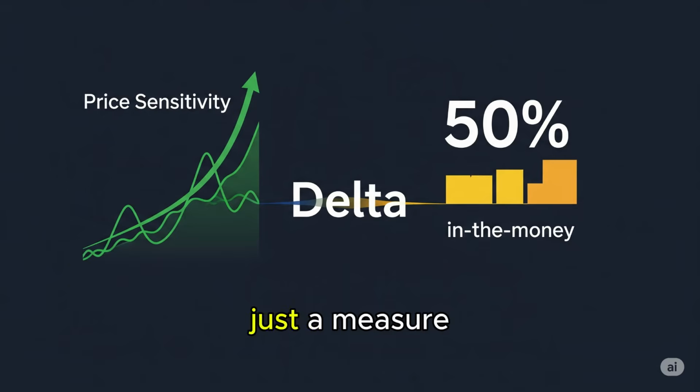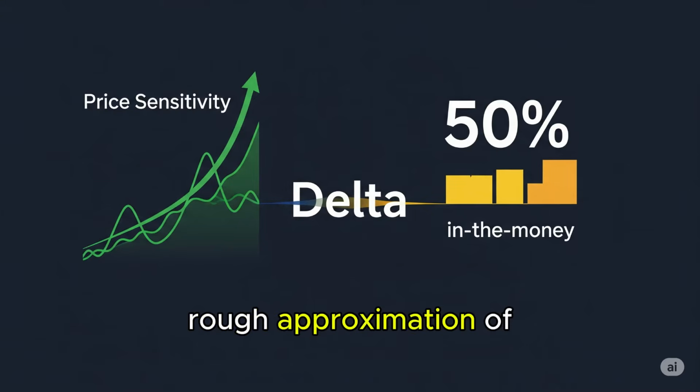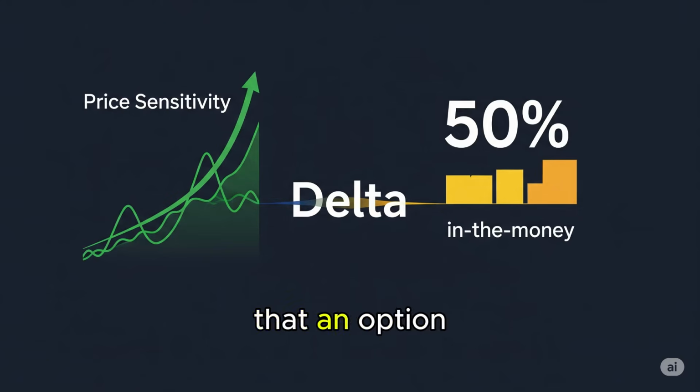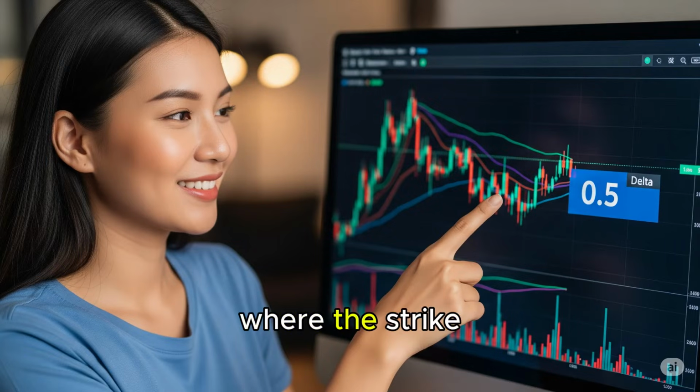Delta is not just a measure of price sensitivity, it's also a rough approximation of the probability that an option will expire in the money. An at-the-money option, where the strike price is equal to the current stock price, will typically have a delta very close to 0.5, reflecting a roughly 50% chance of ending up in the money.